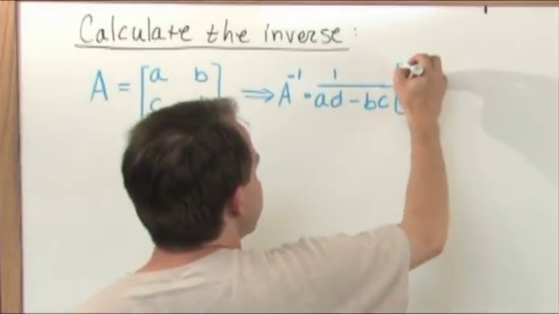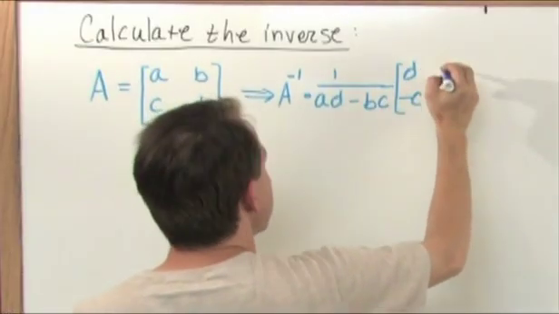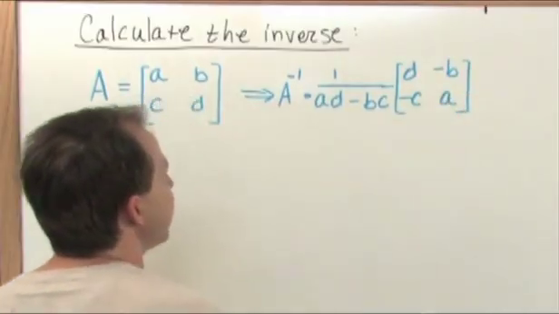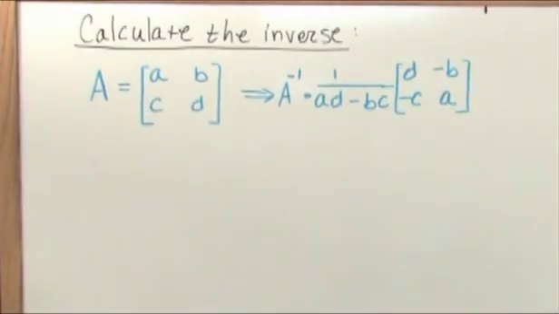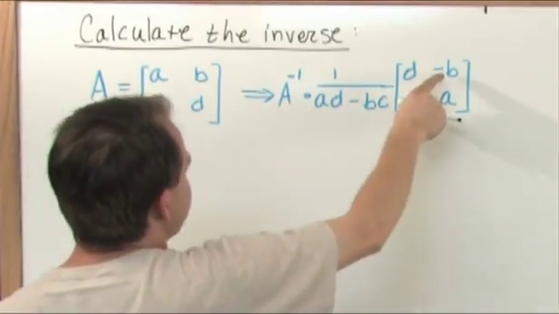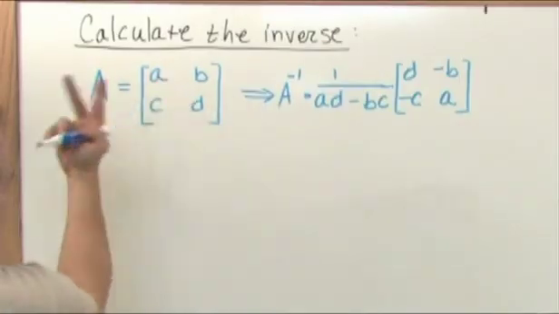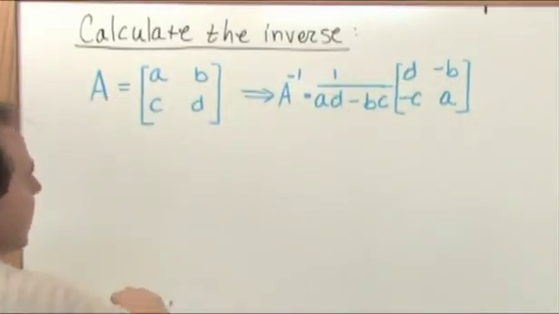The matrix is going to be D, A, negative C, negative B. Now let that sink in. Pause the video if you need to, just sort of let it sink in. What's happening here is, in order to calculate the inverse, all you do is put negative signs in front of these two letters. You leave them in their same spot, but you put negatives. You take these and you flip them around. That's what this is. And that's a new matrix.